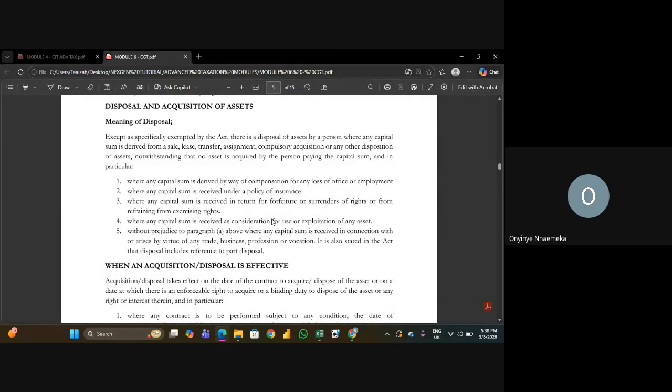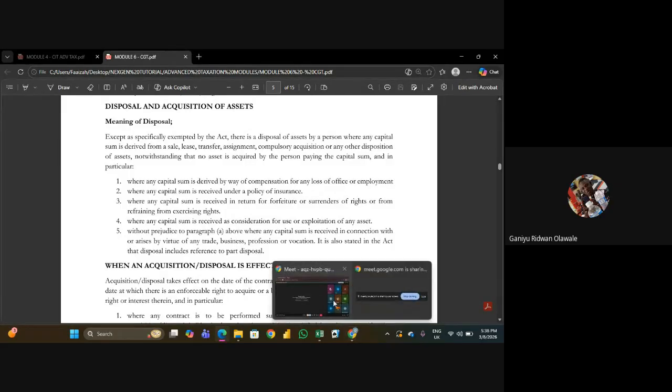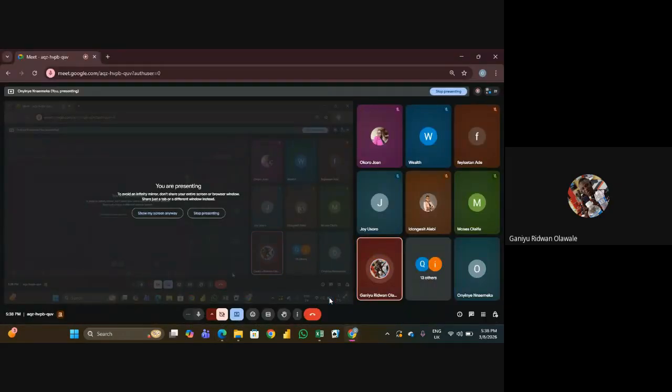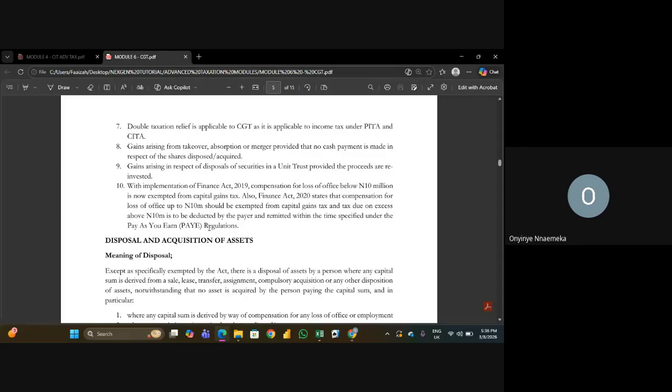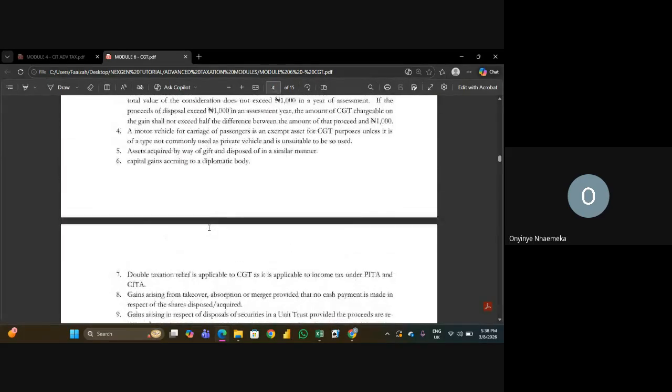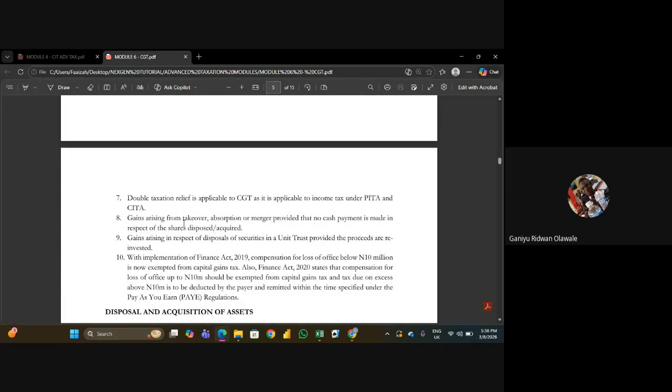What do you mean by disposal? When does the... Quick one, ma. Eh? Quick one, ma. Based on, I think there is something regarding double taxation relief as to capital gains tax. So how does that work, ma? Since we just skipped it, I saw it, but I was... number seven, yeah, number seven.